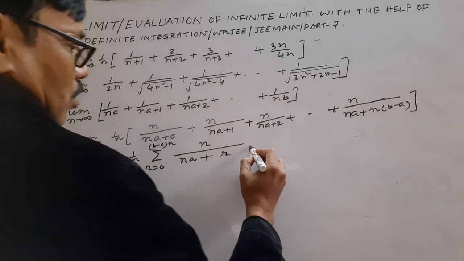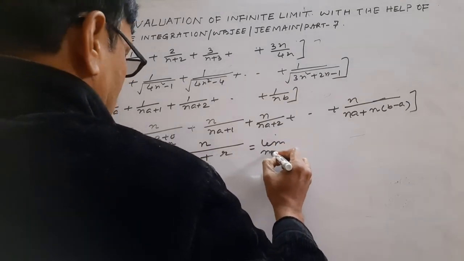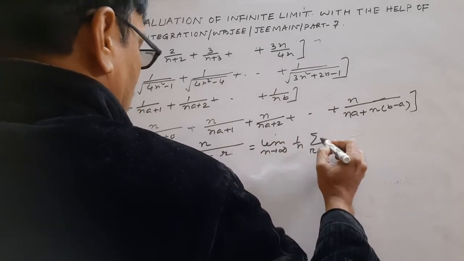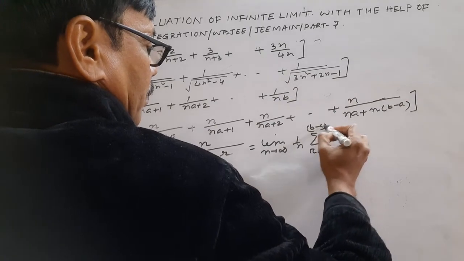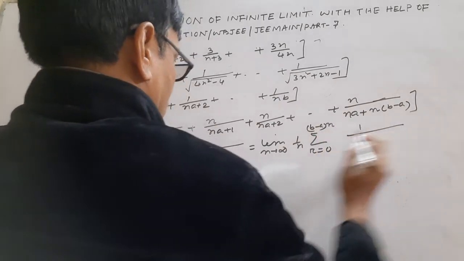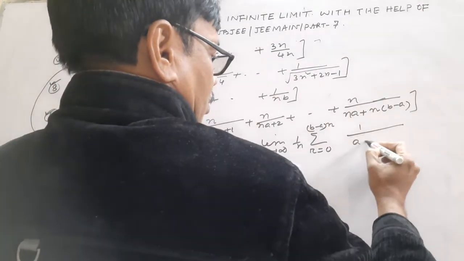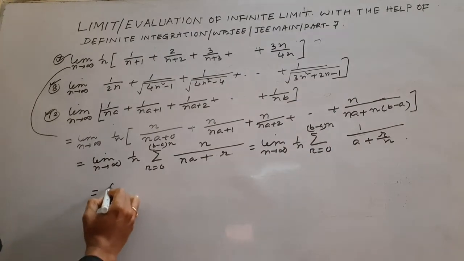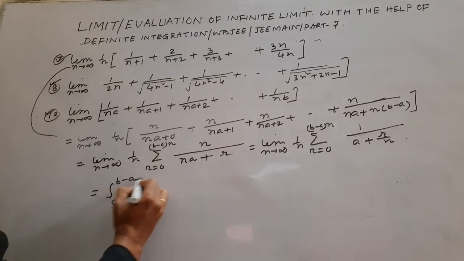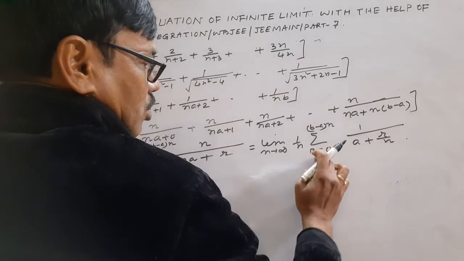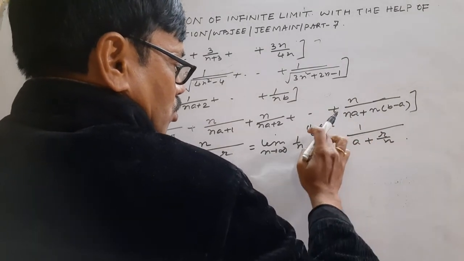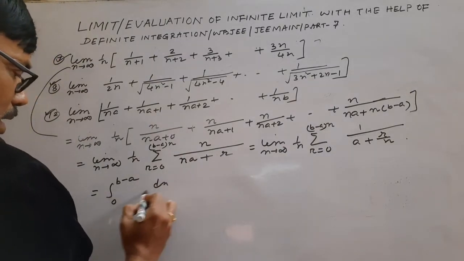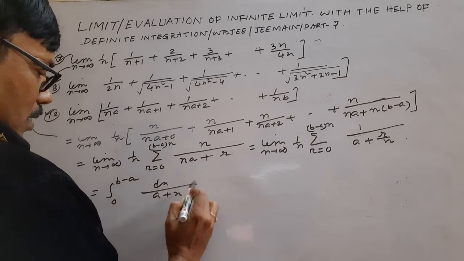Now try to express it as a function of r by n. So dividing by n, a plus r by n. So this is 0 to b minus a. If it is 1n, this is 0 to 1, 2n, 0 to 2. So b minus a multiplied by n. So dx by a plus x.